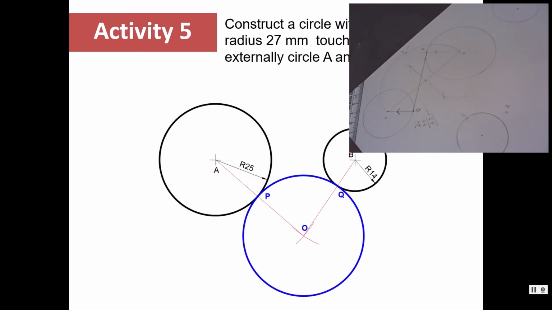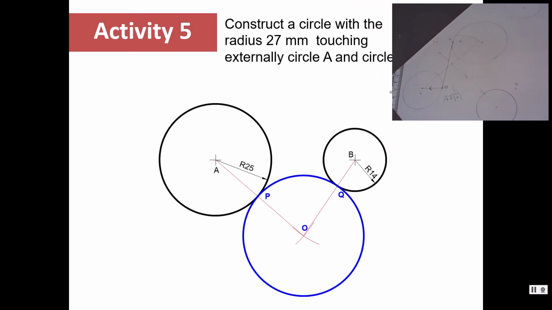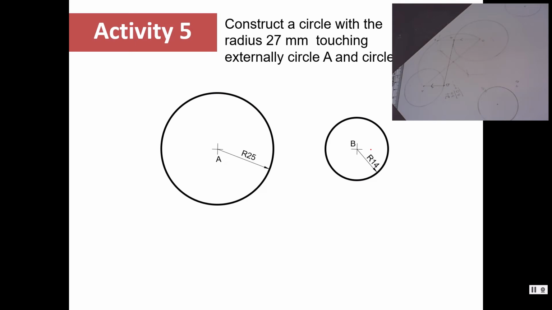Okay, so in activity 5, it wants us to construct a circle with the radius 27. We want to construct this circle, and the radius is 27, touching externally circle A and also circle B. So we have two circles with the radius of 25, and this one the radius is 14. You want to draw another circle that is going to touch these two circles, with the radius of that constructed circle being 27.